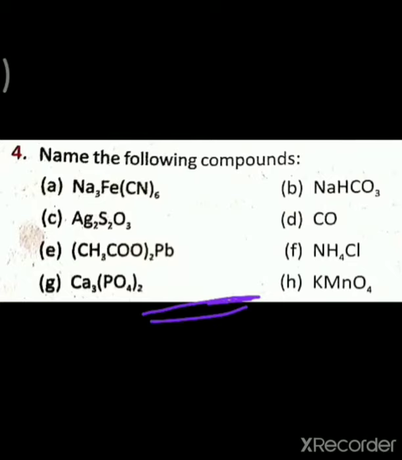Your homework is to calculate the molecular mass of the following compounds. Students, you have to calculate the relative molecular mass of these 8 compounds.